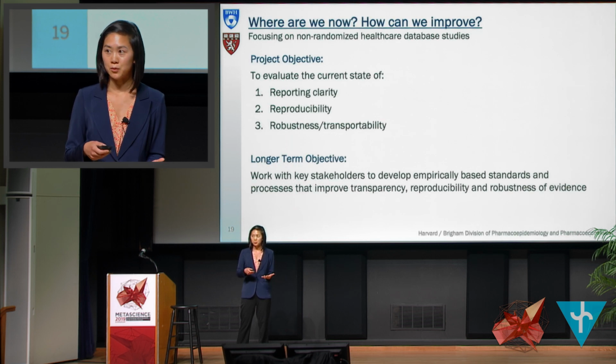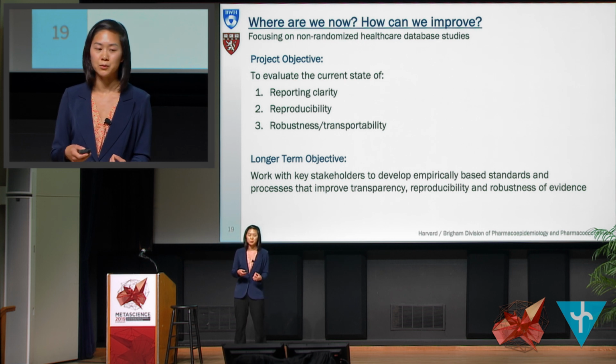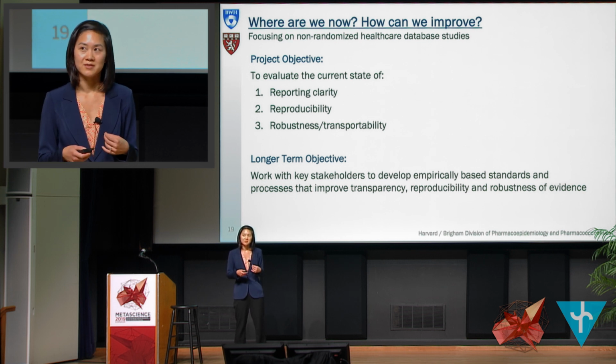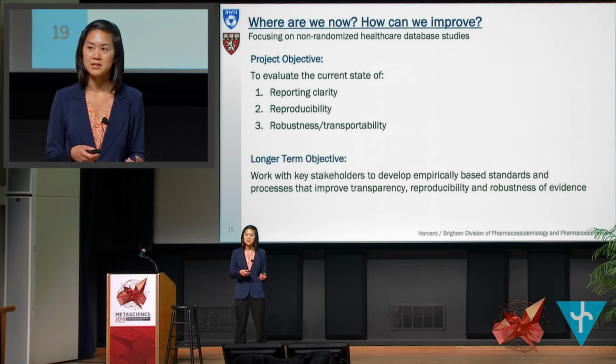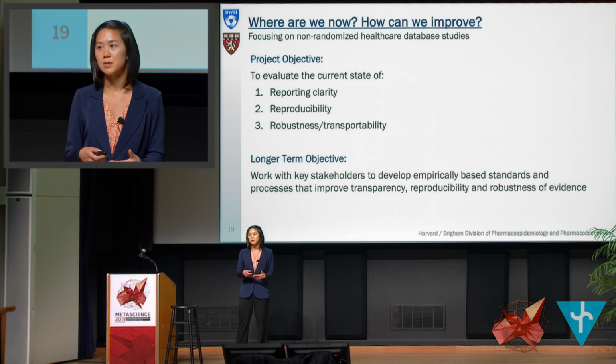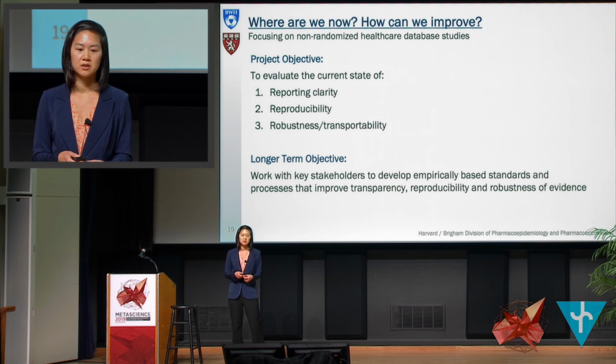So the project that I will be particularly focusing on is trying to measure where we are now and how can we improve in terms of clarity of reporting, reproducibility in terms of direct reproducibility, and robustness and transportability to different populations, with the idea that we can use this information to work with key stakeholders, develop empirically based standards and processes to improve those characteristics for our field.